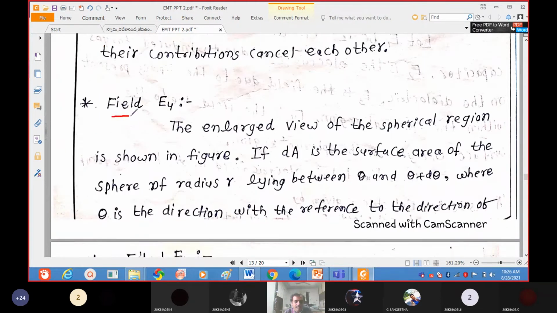E4 is the electric field due to the surface charge particles. If we consider the sphere, due to the surface charges, one side has negative charge accumulated and the other side has positive charge accumulated. What is the electric field due to this negative charge and due to this positive charge? We have to calculate that. This is the important one; the remaining ones we can write directly.